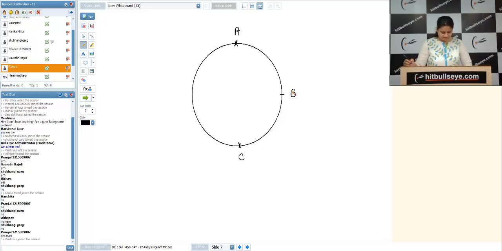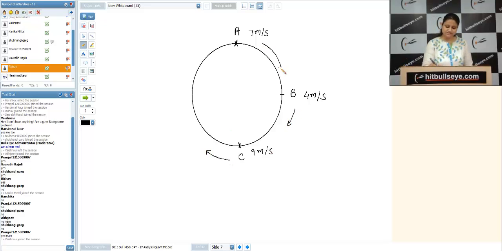Now speeds were given as A speed is 7 meter per second, B speed is 4 meter per second, and C speed is 9 meter per second. After what time will B and C meet for the 10th time? They are moving in clockwise direction, means these are the directions. Now, A is of no use because what is the question? What is the time when B and C are meeting for the 10th time?